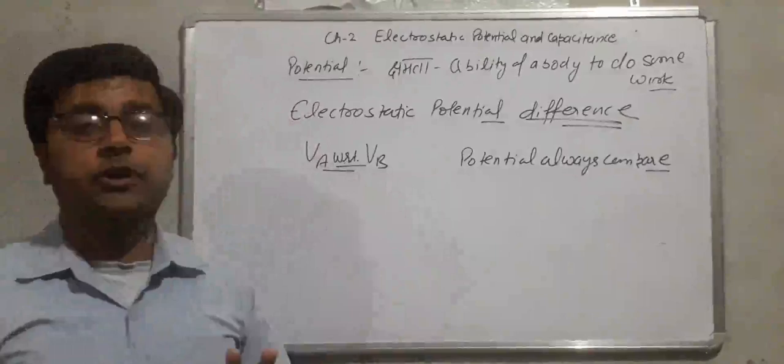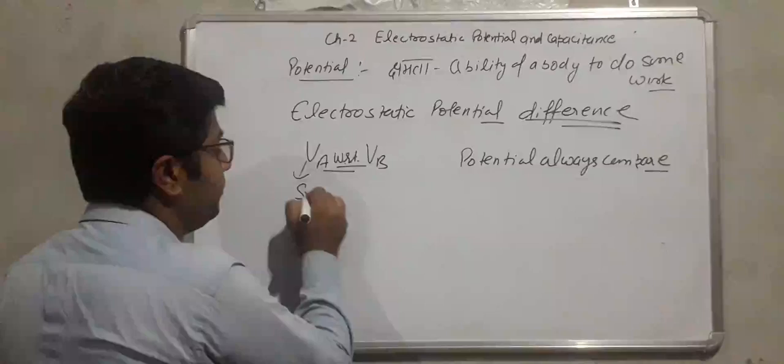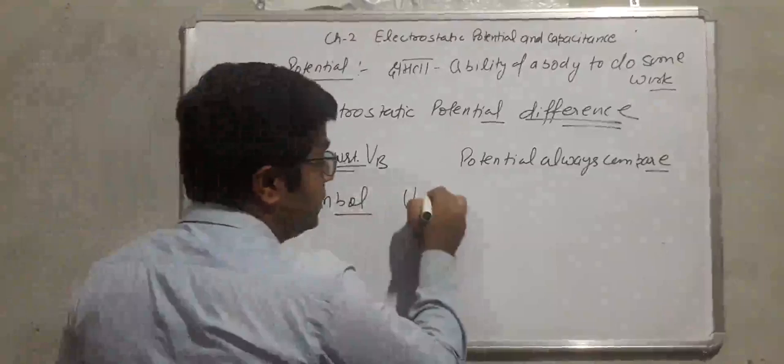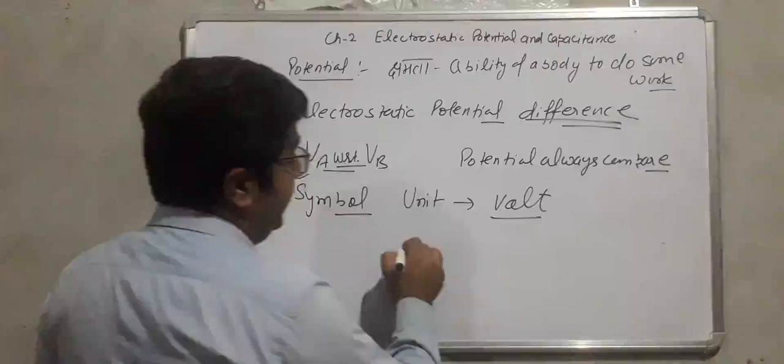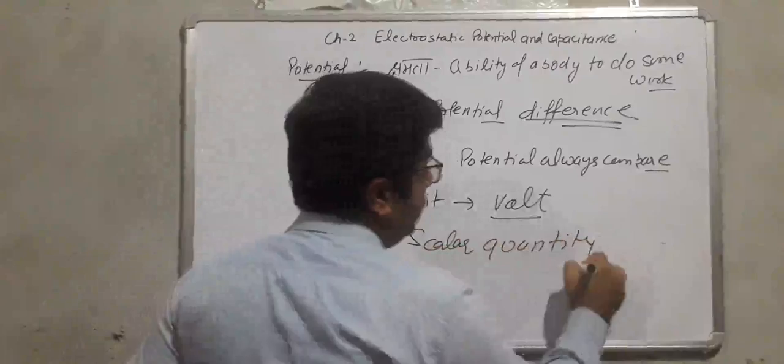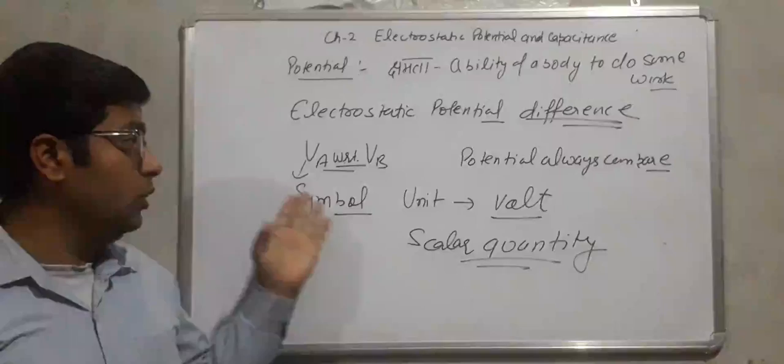What is this V? V is the symbol for potential, you can see. The symbol for potential is V, and the unit for potential is volt. Okay, and this is a scalar quantity. Potential is a scalar quantity. Unit for the potential is volt, and the symbol for the potential is V.